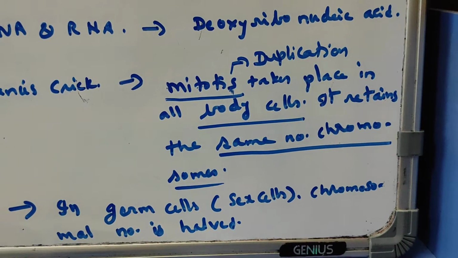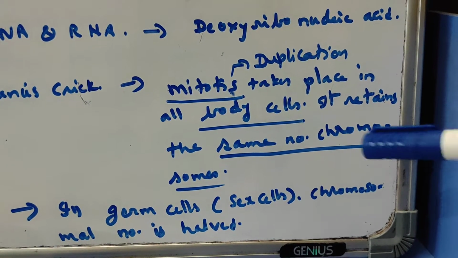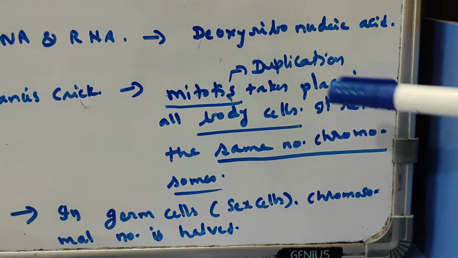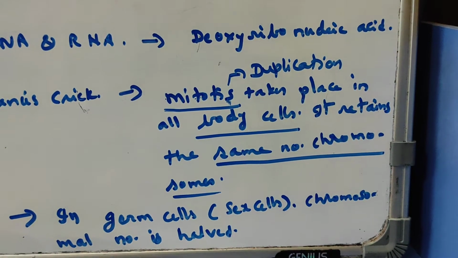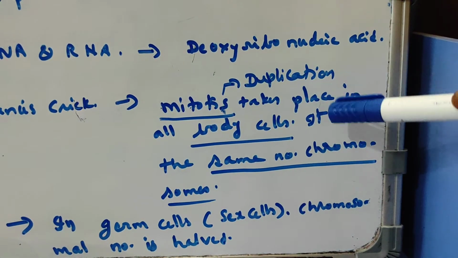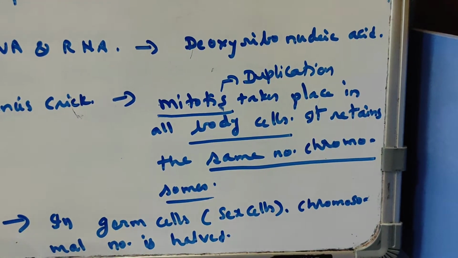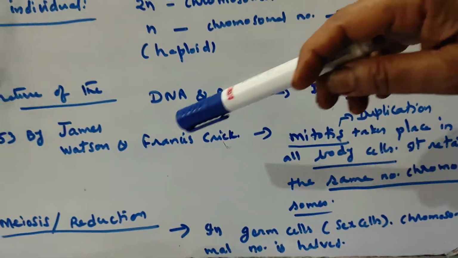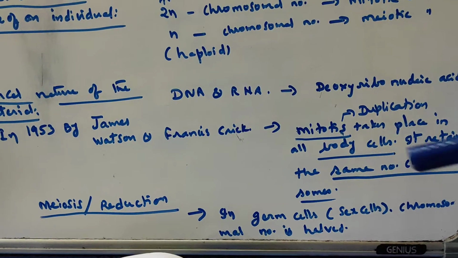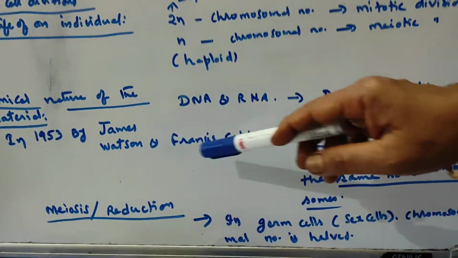Actually, mitosis helps for body repair and for the growth of new cells. So this is compulsory. This will take place in all the body cells, that is the somatic cells, so the number of chromosomes should not be changed. The same number of chromosomes will be retained. That is duplication, that is nothing but the mitosis, that they for the first time observed and introduced. That is the Watson and Crick model.